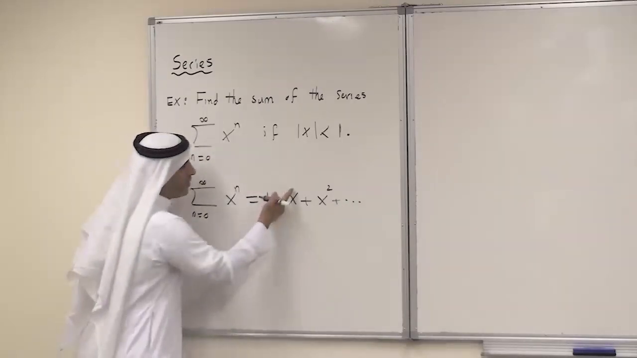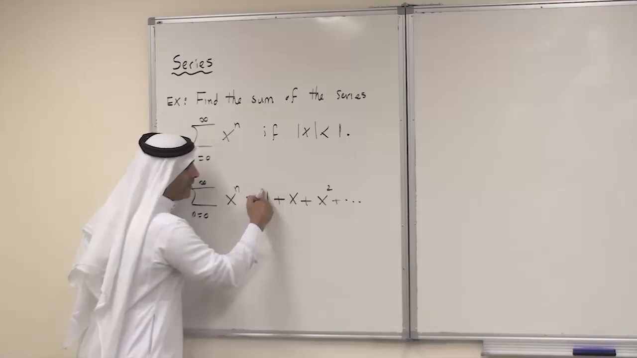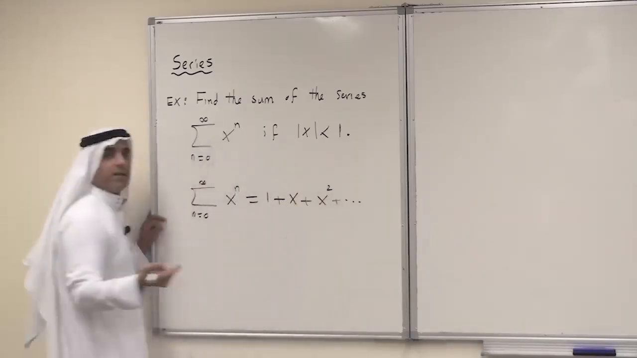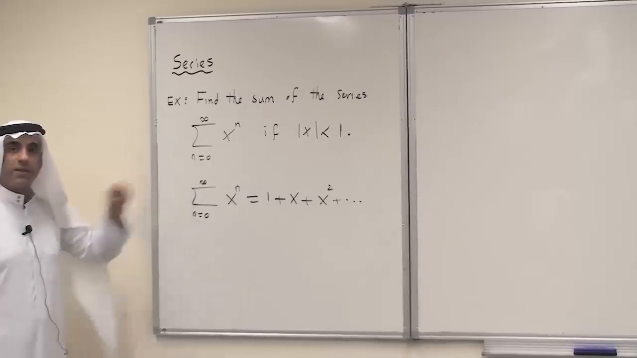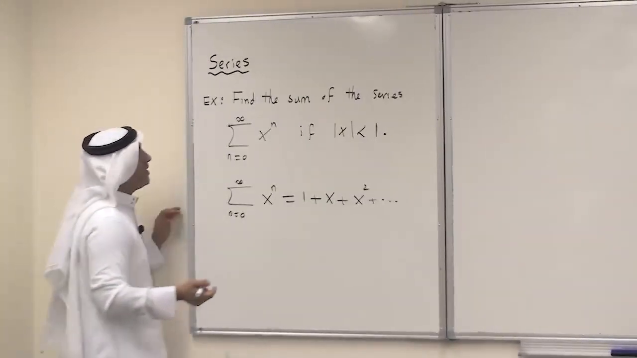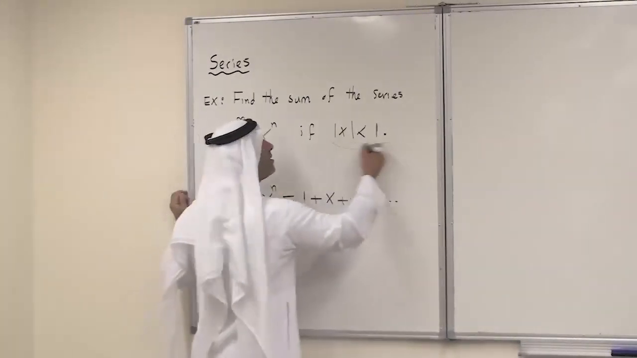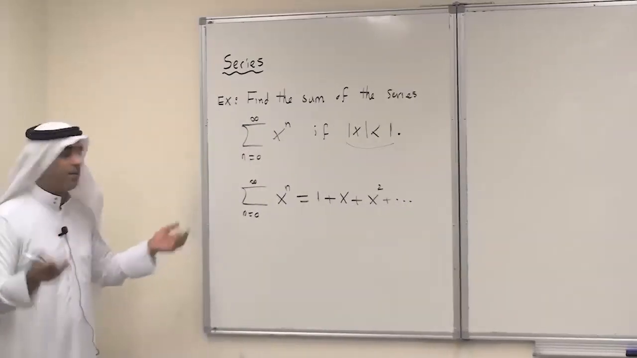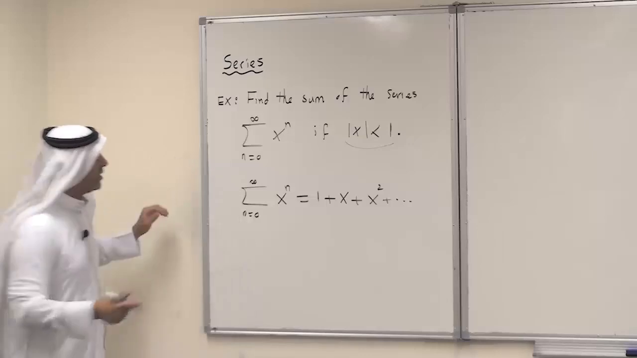Why? Because once we divide x by 1, we have x. X squared by x, we get x. And x cubed by x squared, we get x. And so on. So we have the same ratio all the time. This is a geometric series. And he mentioned in the question that the absolute value of r, the absolute value of x, is less than 1. So it is a convergent geometric series.